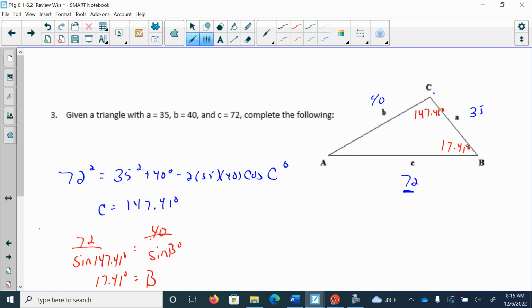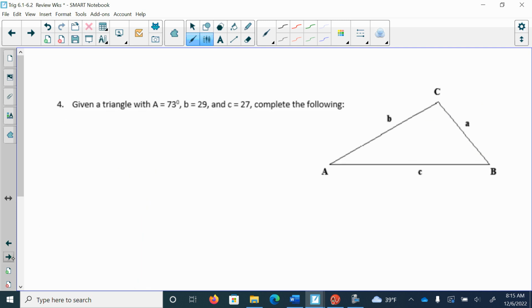And then finally, I'm going to take 180 minus 147.41 minus 17.41, and I will then answer 15.15. Then I like to check largest angle opposite largest side, smallest angle opposite smaller side. So it does check. Moving on to the next one.